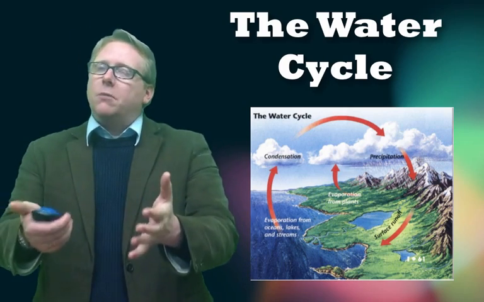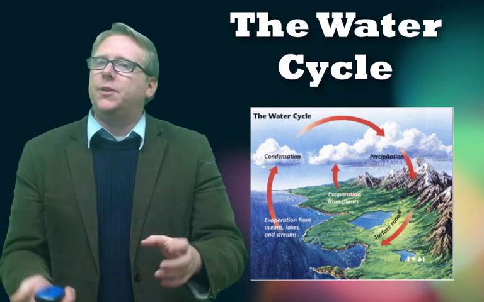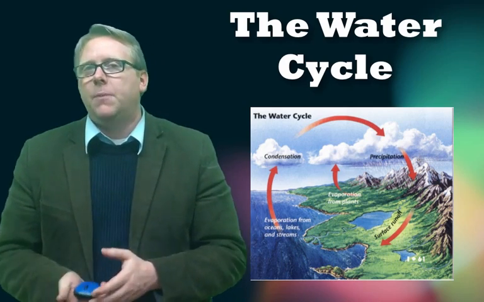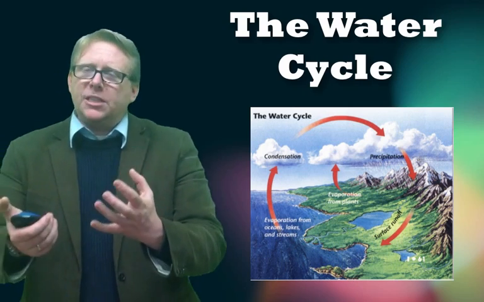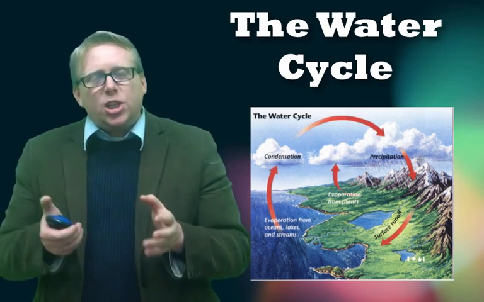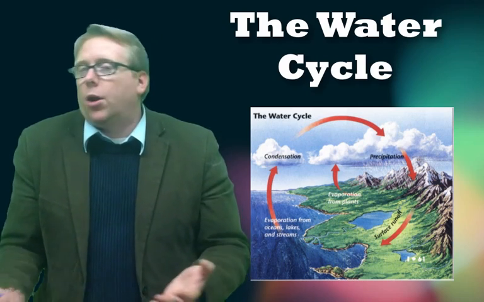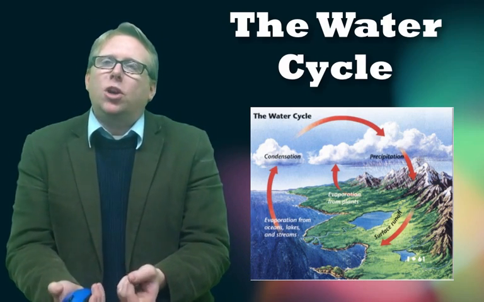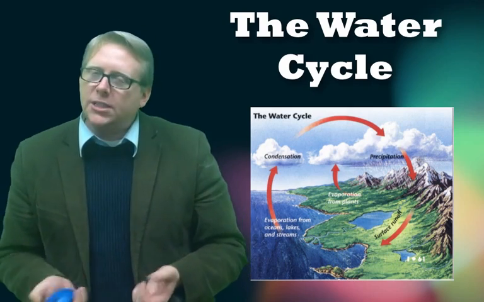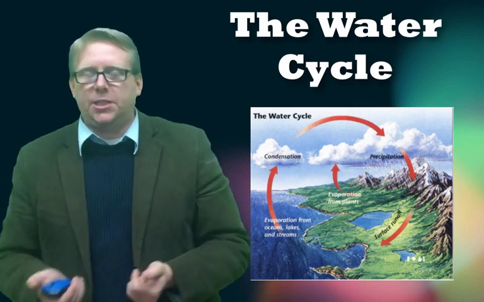Now, I say it's like convection because it's driven by the sun. And just like convection in our atmosphere is driven by heat from the sun, the water cycle is also driven by heat. What happens is the sun rays, the radiation from the heat from the sun, hits the water in the ocean. And our planet is mostly ocean. And that water actually starts to evaporate. Our first step of the water cycle is evaporation, and it moves up into the atmosphere.